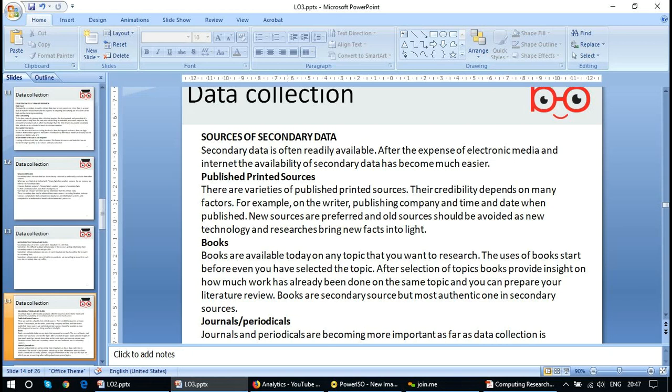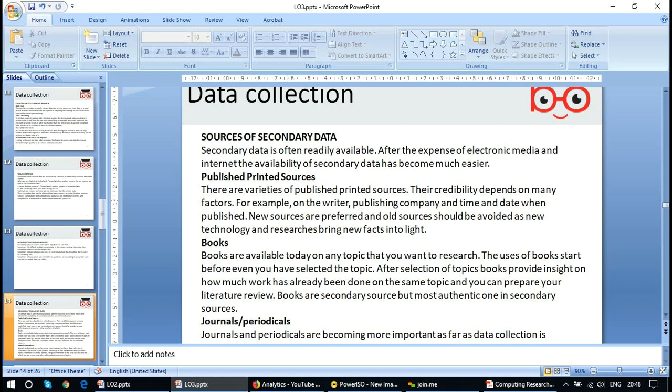The sources of secondary data can be books as well. Books are available today on any topic you want to research, and the use of books starts even before you have selected a topic. Obviously, books are good for study. After selection of a topic, books provide insights on how much work has already been done on the same topic, and you can prepare your literature review. Books are secondary sources, but the most authentic one among the secondary sources.